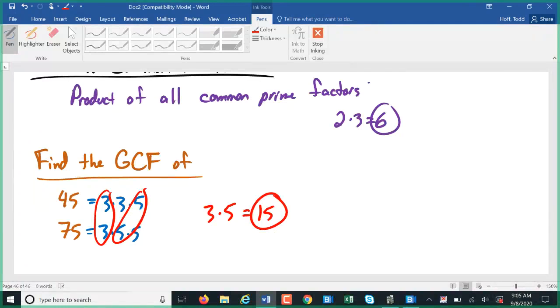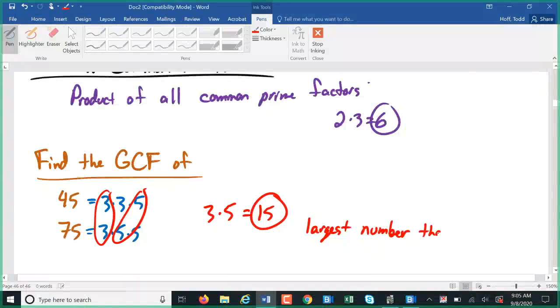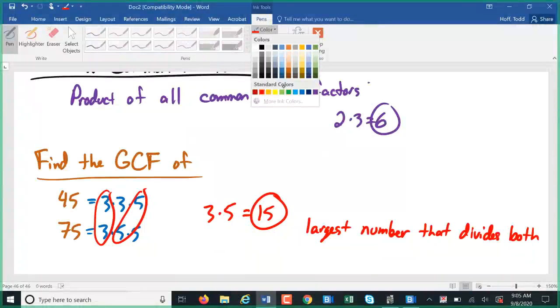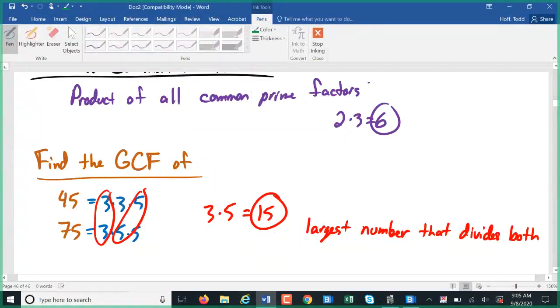15 is the greatest common factor of 45 and 75. It is the largest number that divides both. 45 divided by 15 is 3. 75 divided by 15 is 5. There's no larger number that divides into both of them that both of them are divisible by.